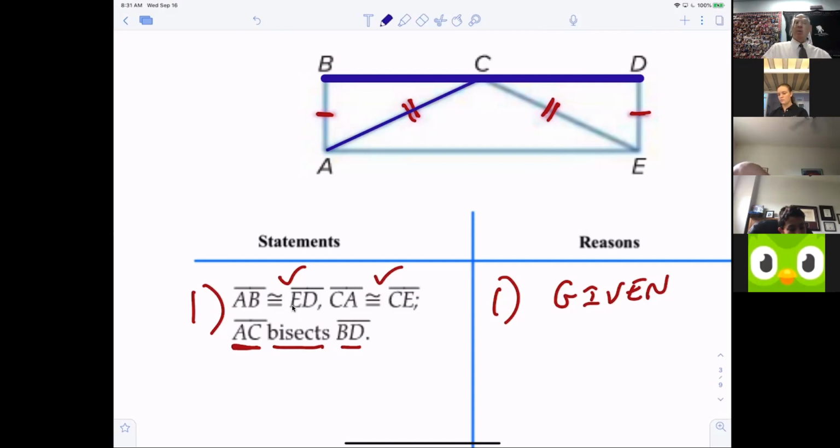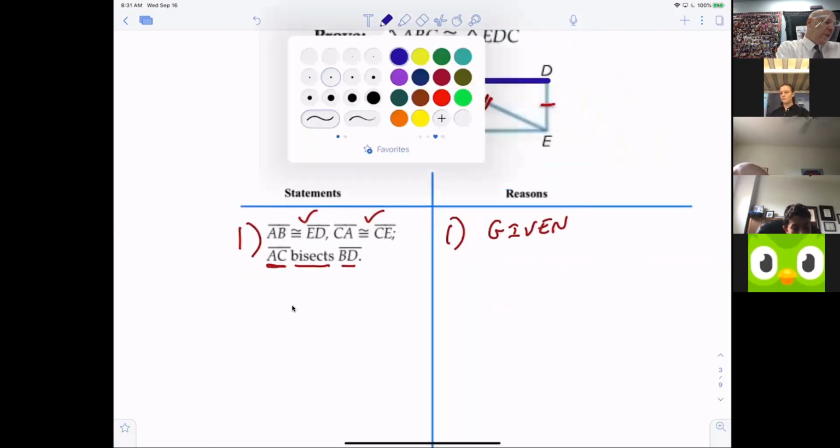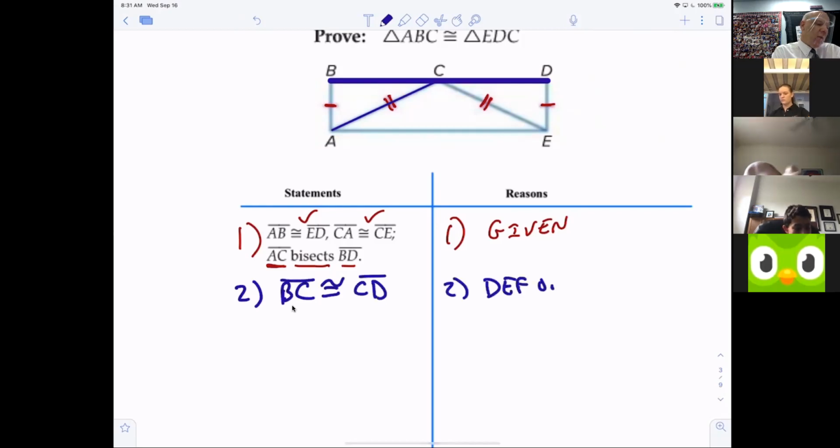Yes, I'm happy with that. All right, so step 2. Again, when something is bisected, it cuts it into equal parts. If you're not seeing that, you got to tell me. Number 2, BC is congruent to CD. Why is that true? Yes, definition of bisect.